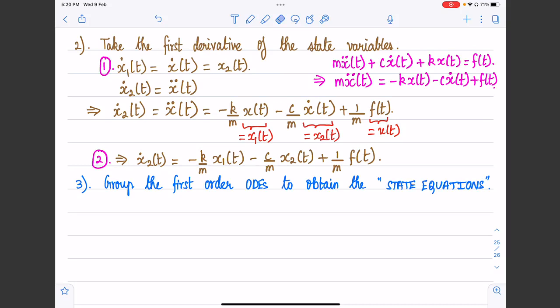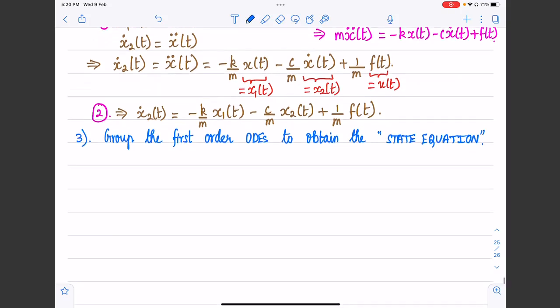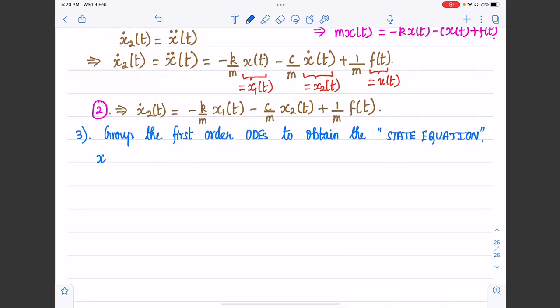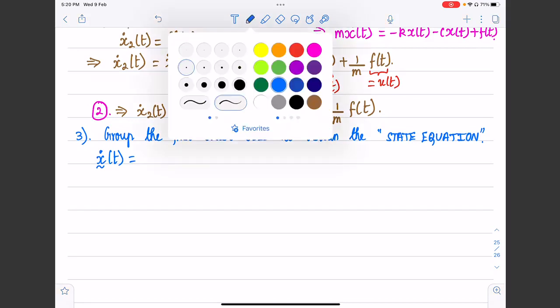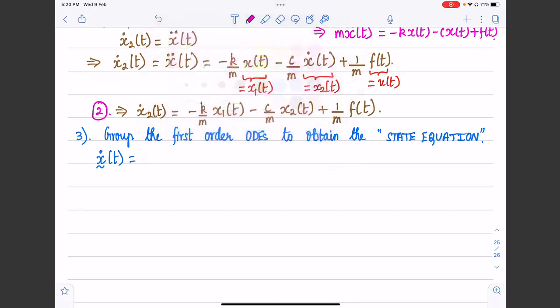Let me just be consistent. We call it a state equation. So how do I do that? The state vector is x, right? So the first derivative of the state vector x is x dot. Of course, I should also introduce notation here. So what is the notation which I am following?